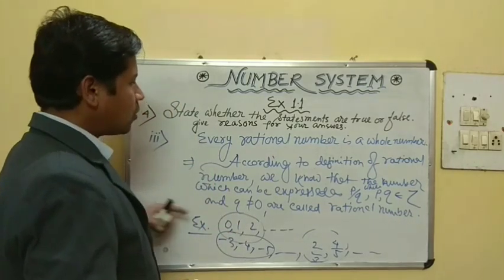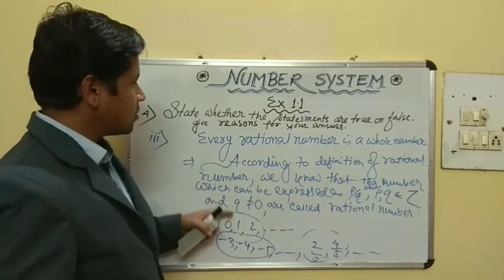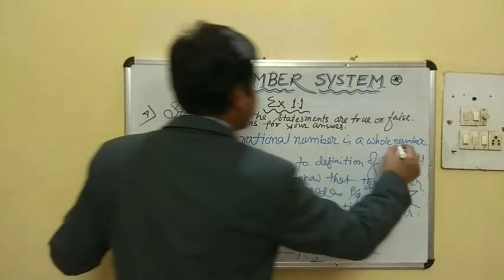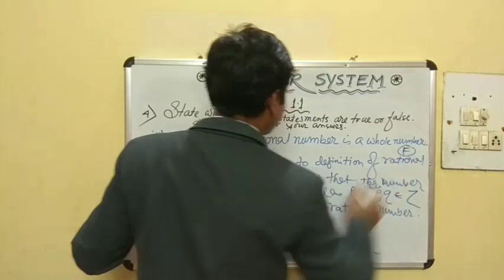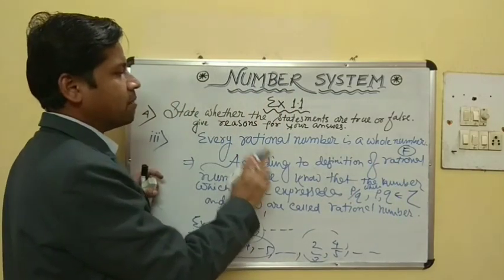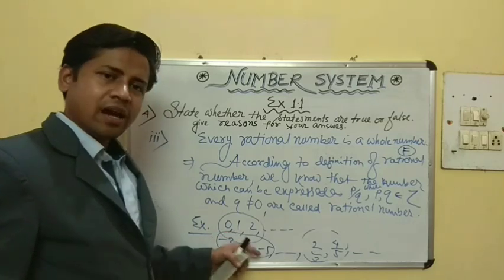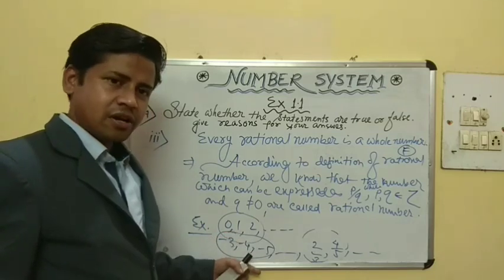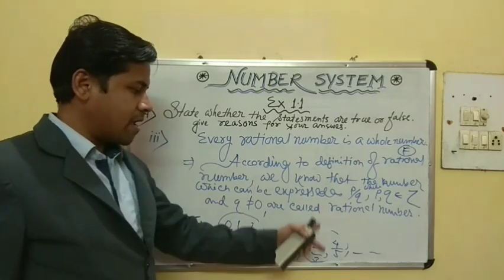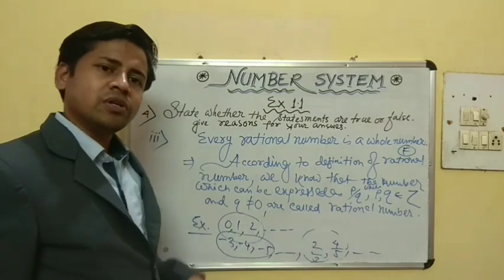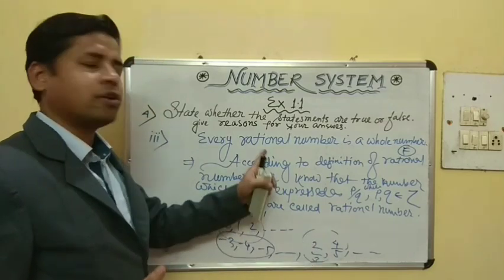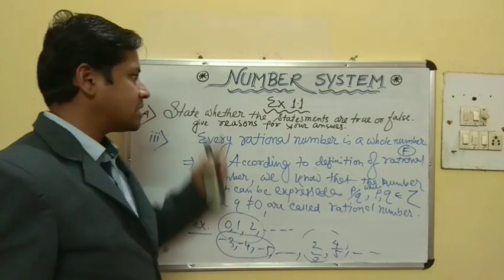So not only whole numbers. This statement is absolutely false, because every rational number is not a whole number: there may be negative integers also, and there may be fractional forms also. So that's why this is false. I think it is clear.